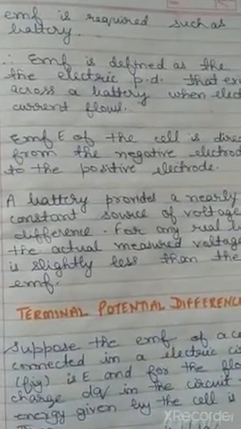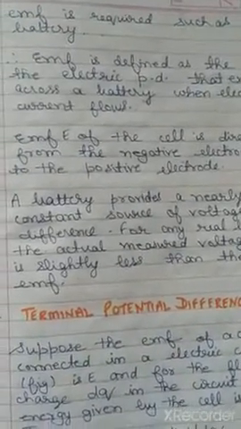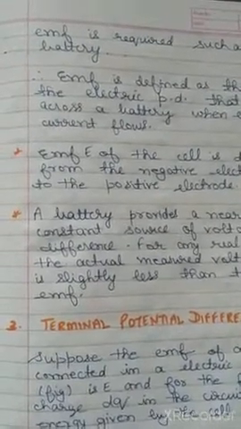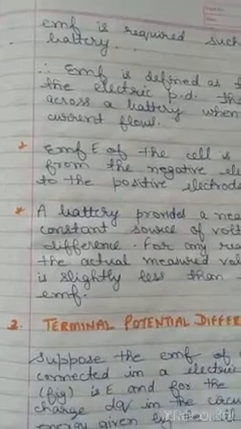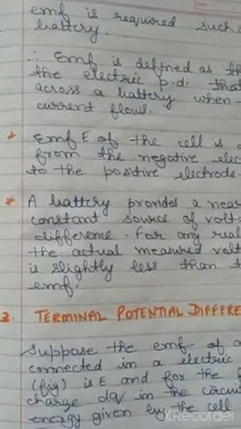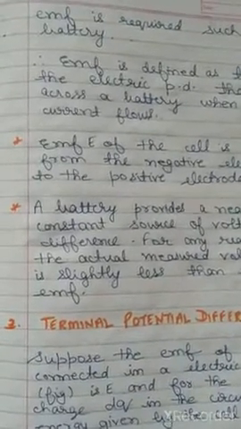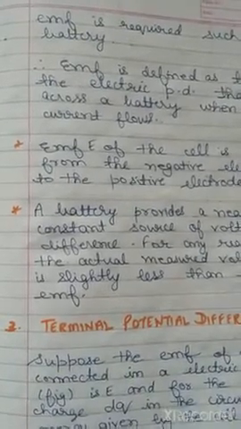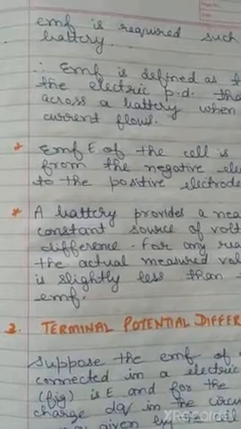Now coming to the terminal potential difference. As I told you, terminal potential difference is your voltage, which we can define as the work done per unit charge in carrying a unit positive charge around the circuit when connected across the terminals of a cell.